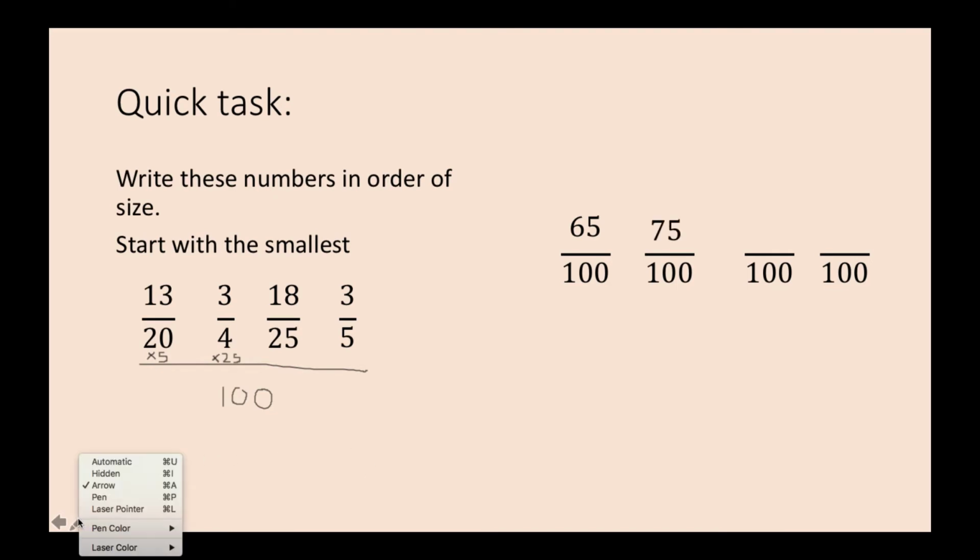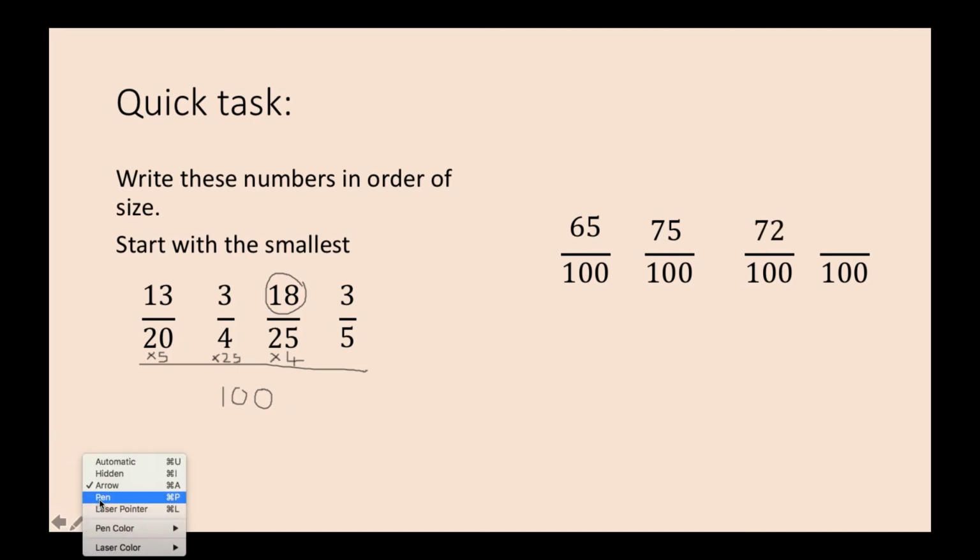Now, if I have this 25 here, that means that I must have to times that by 4 to get 100, because if you look, 25 times 4 makes 100, and 4 times 25 makes 100. Okay, so we times that by 4, which means then, again, I have to times the top number by 4. And 18 times 4 is 72.